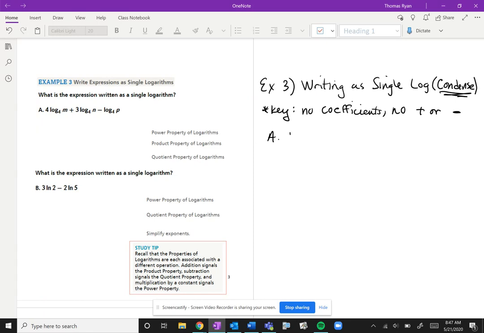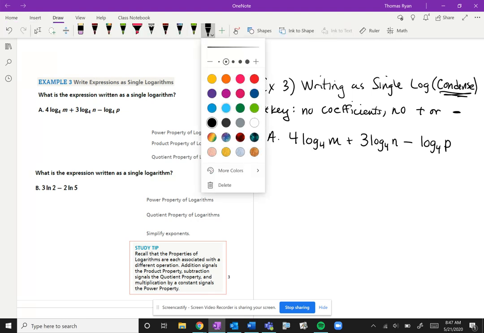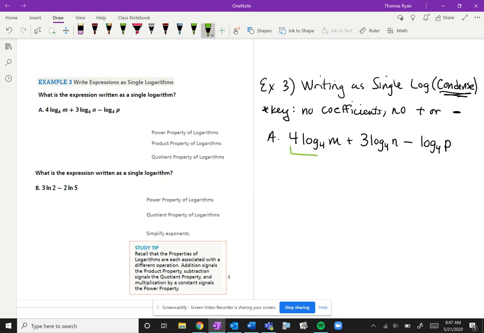Okay, so A is going to be 4 times log base 4 of m plus 3 times log base 4 of n minus log base 4 of p. Okay, the first step is we really want to tackle each expression on its own. So let's see if there's anything we can condense for each of these, which mainly means, can we get rid of any coefficients.